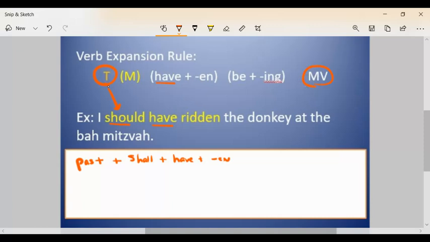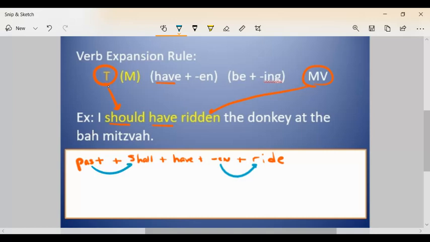Lastly is my main verb, and my main verb is going to be the base form of the last word, which is ridden. And so the base form of this is the word ride. So if I deconstructed the verb string of should have ridden, I end up with the past of shall plus have plus en plus ride. And therefore, if I glue it back together, remember these little tags always go with the next word. So if I do that ahead of time, that kind of negates having a problem.